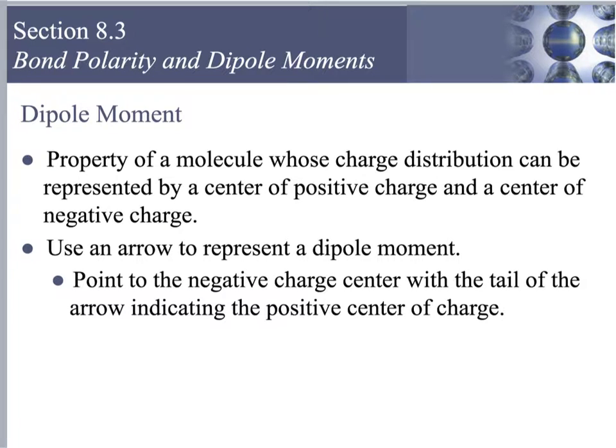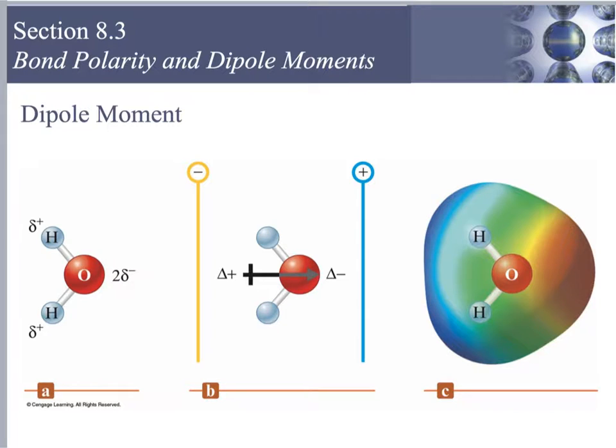Dipole moment is a way that we designate the polarity of a bond, and it shows the direction of the relative negative charge. So here are a few ways that we can represent the bond polarity and actually talk about the overall polarity of a molecule. This is just a symbol which shows the charge. It has a partial positive charge where the hydrogens are and a negative charge for the oxygen.